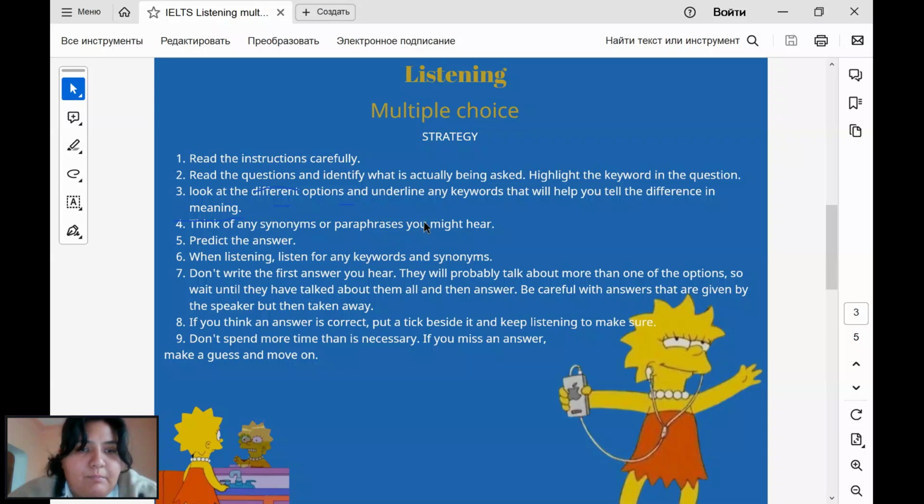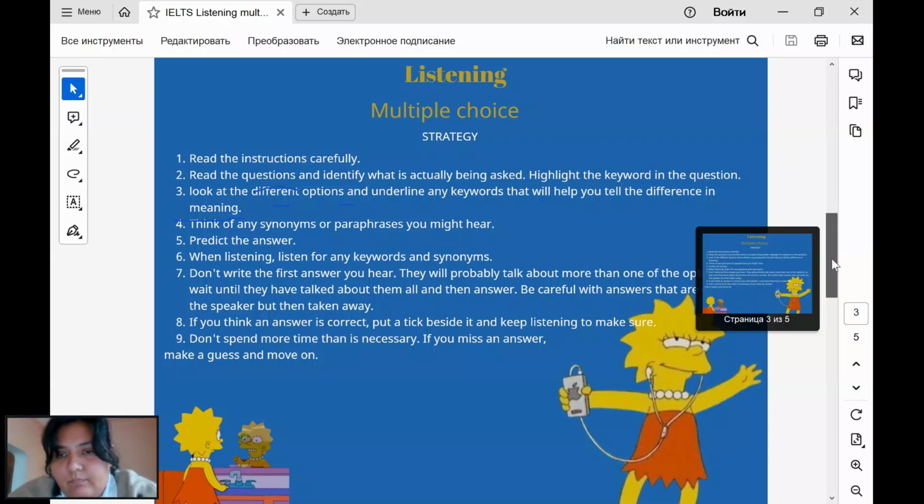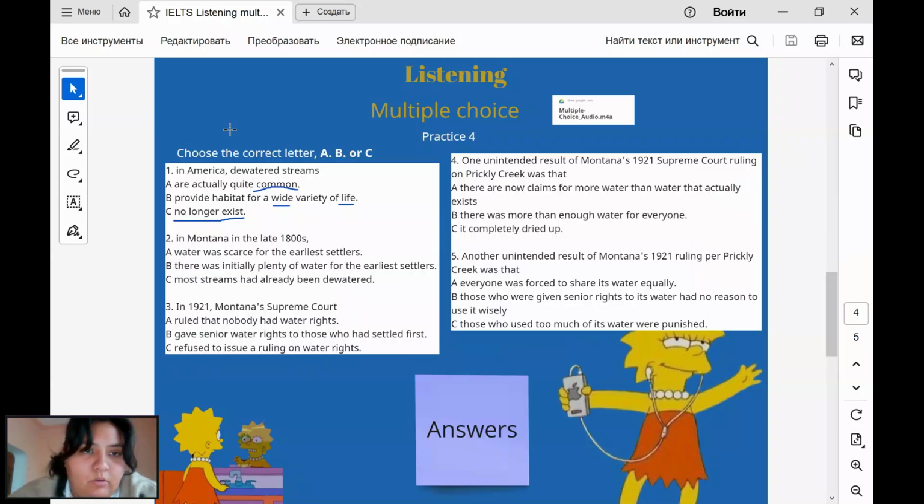Think of synonyms and paraphrases you might hear. So in the audio, it will not say, in America, dewatered streams, and then the right answer. They usually change that into a different sentence. However, we are 100% sure that we are talking about America only.